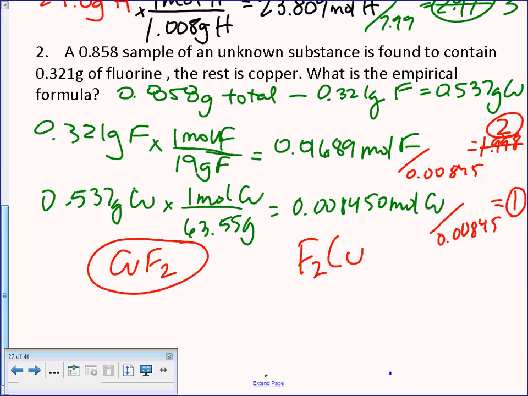So you always divide by the larger number? Smaller number. Just divide by the smaller number. You see 0.008 versus 0.016. Oh, after you convert. Yes. Okay, so copper 2 fluoride. Thumbs up, you got that one.